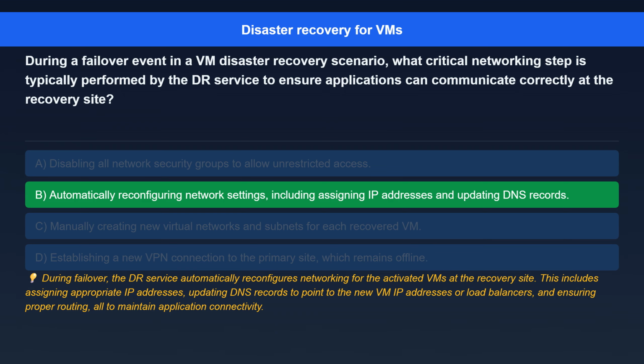The correct answer is automatically reconfiguring network settings, including assigning IP addresses and updating DNS records. Here's the explanation. During failover, the DR service automatically reconfigures networking for the activated VMs at the recovery site. This includes assigning appropriate IP addresses, updating DNS records to point to the new VM IP addresses or load balancers, and ensuring proper routing, all to maintain application connectivity.